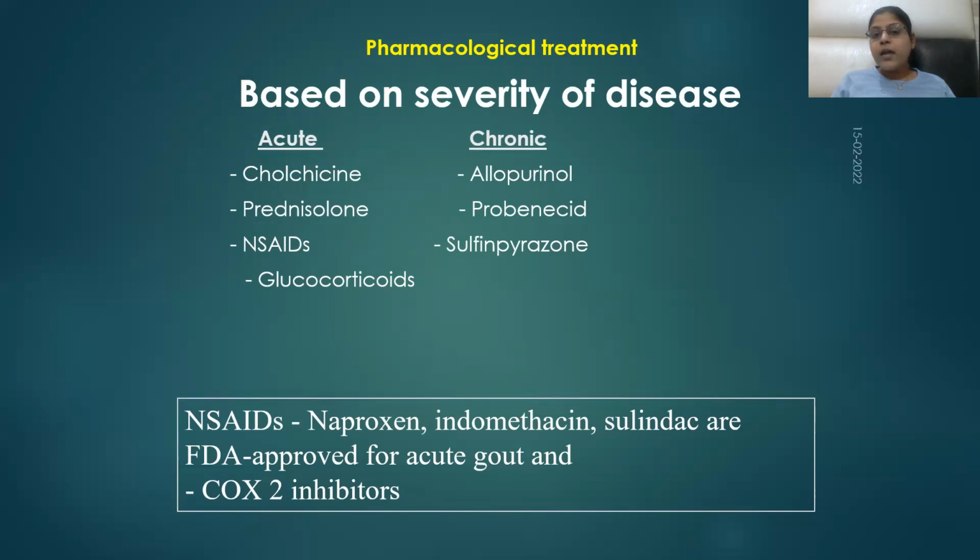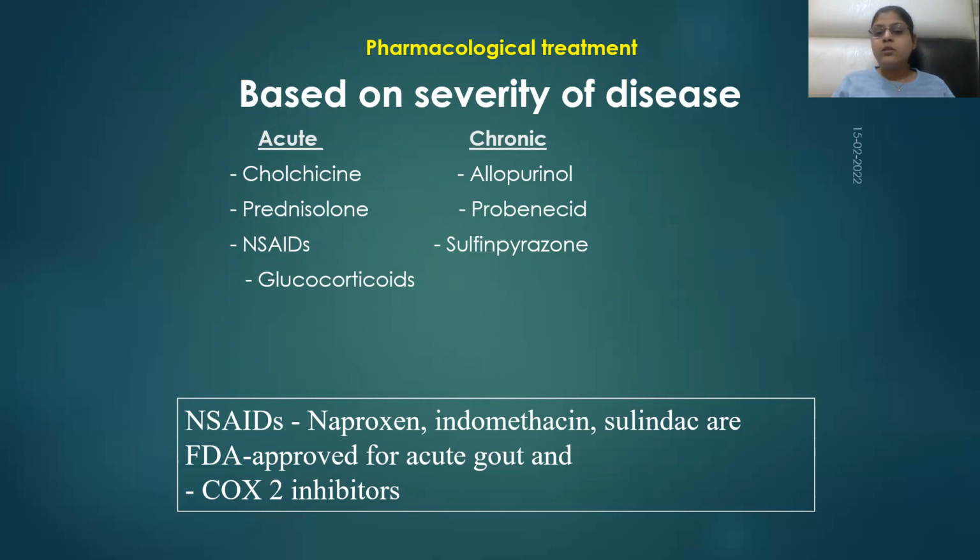In chronic gout, allopurinol is a uric acid synthesis inhibitor. Probenecid and sulfinpyrazone increase the uric acid excretion from the body through the renal tubules. NSAIDs naproxen, indomethacin, and sulindac are FDA approved for acute gout.